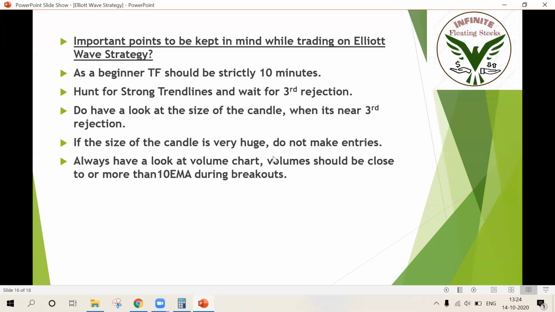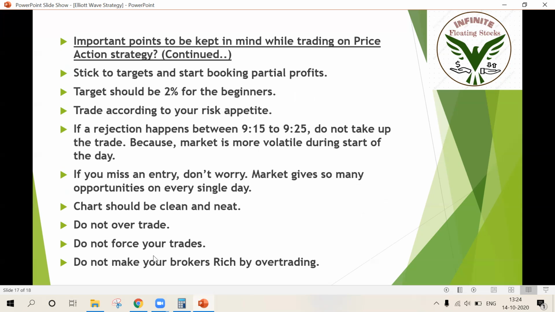All right, I have written that. Always have a look at the volume chart. Volume should be close to or more than the 10 moving average during breakouts. Okay, that's important. Stick to targets and start booking partial profit. You should not ignore the rules. You should not break the rules. You should always start booking partial profits.